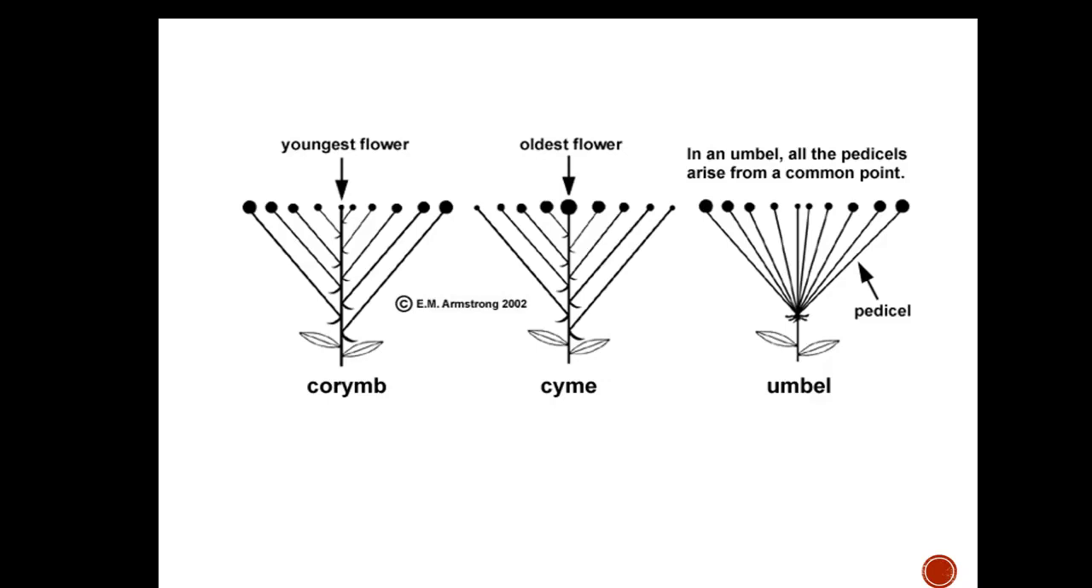So in a corymb, the youngest flower is going to be in the center. So that's going to be the last to open. A cyme is going to have the oldest flower in the center. And in an umbel, all the pedicels arise from the same common point, and the type of plants that are usually in this group are in the carrot family.